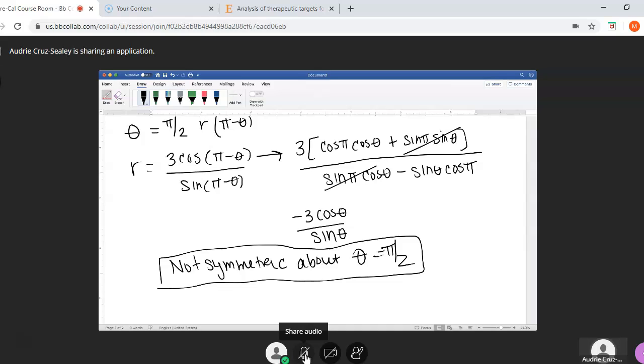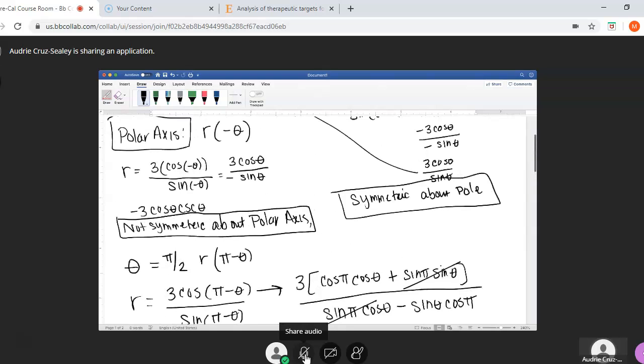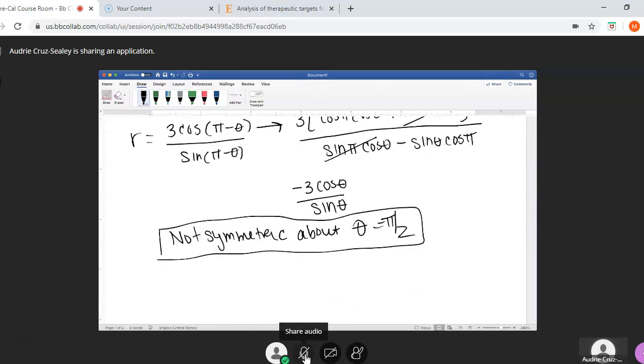Okay, I'm gonna skip C because I feel like we just spent 30 minutes on 2 problems. But literally we would do the same thing. You would substitute in negative theta, theta plus pi, and pi minus theta into there, simplify, see if you get the same thing back out, and that's how you'll determine whether it is symmetric about whatever you're testing.